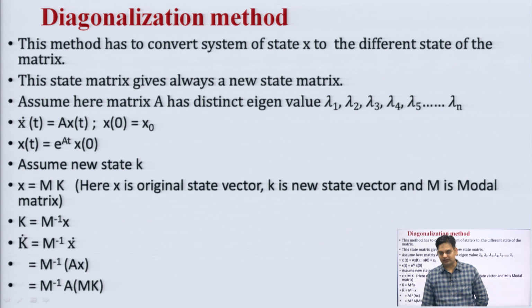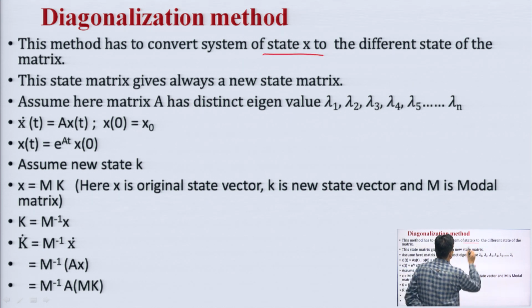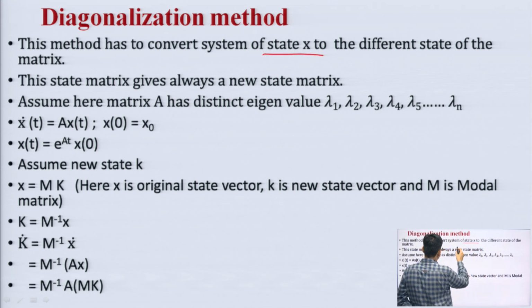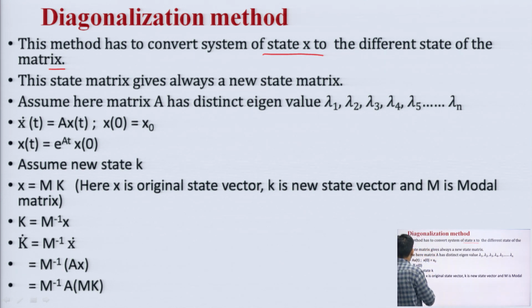Okay. Now, we are going for the next method, that is the diagonalization method. This method has to convert the system of state x to a different state matrix. In the diagonalization method, we will get the different eigenvalues in the diagonal elements, and if we plot those eigenvalues on the S plane, if they are lying in the left half, we can say the system, or the state space model, is stable. So, this thing can be obtained by this method.